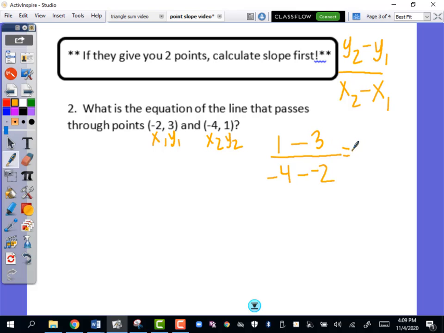So we would type that in the calculator. Definitely don't do it in your head. 1 minus 3 over -4 minus -2. And you get +1 as your slope. This is my slope, so I'm going to label it m. So now we're ready for the equation.